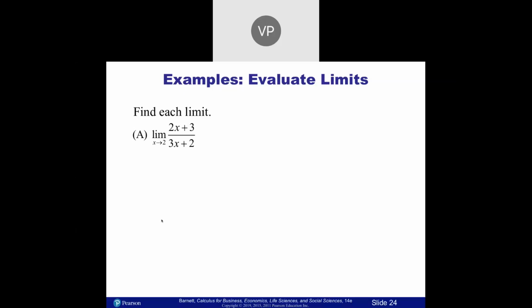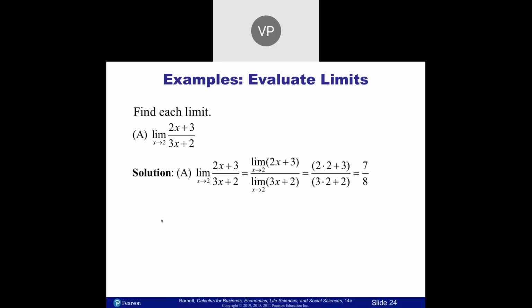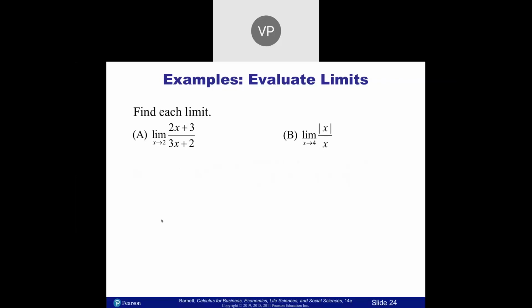Now, we get to a little more complicated stuff, but not much here. In this case, we have a regular polynomial on top. We have a regular polynomial on the bottom, which means to find the limit as x approaches 2, just replace every x with 2. And as long as we don't get a 0 on the bottom, which we don't, you see here we get a 7/8. That is our limit. That is the answer.